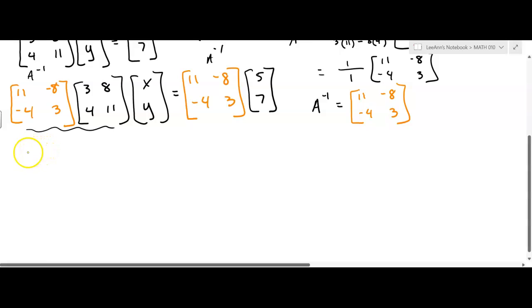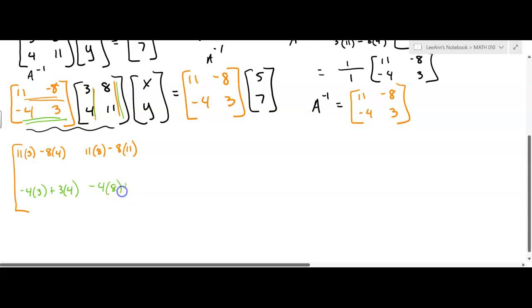So you would have 11 times 3, let's see, I'm taking this row times this column, minus 8 times 4, and then I'd take 11 times 8 minus 8 times 11, so I'm doing this one, and then I would take the bottom row times the first column, so negative 4 times 3 plus 3 times 4, and then I'd take the second row times the second column, which would be negative 4 times 8 plus 3 times 11. Okay. Put that back in.